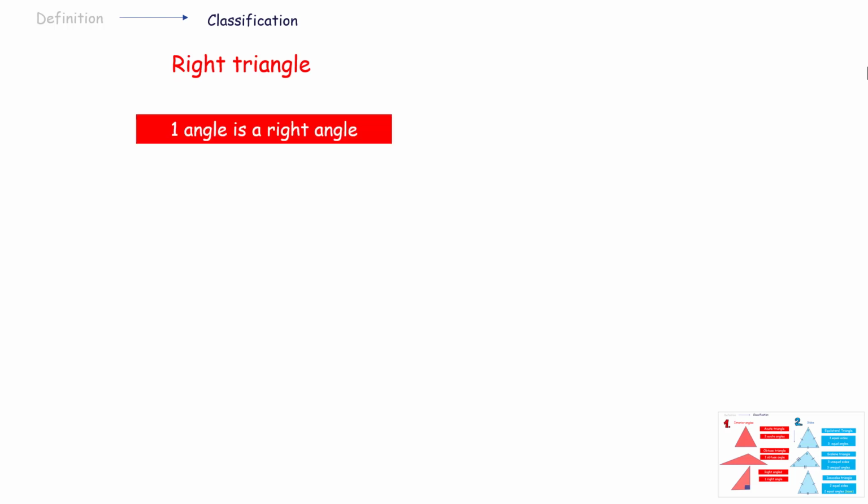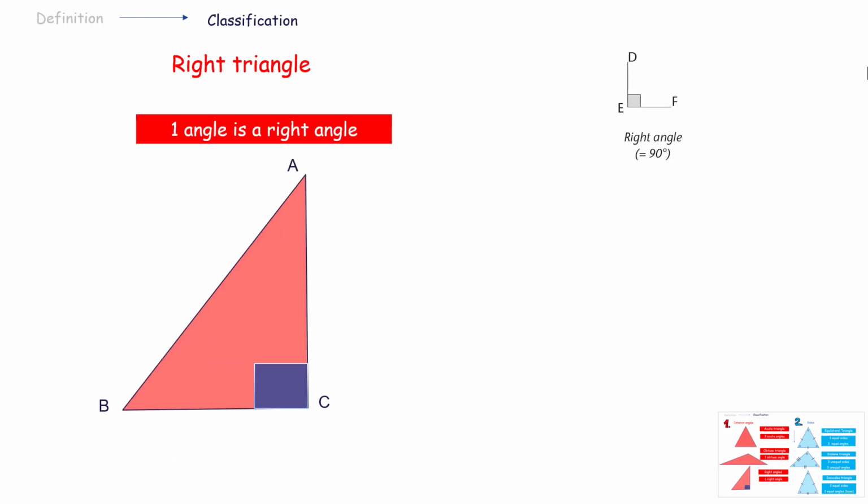A right triangle. One angle is a right angle. Do you still remember what a right angle is? It's an angle that is 90 degrees, and we show it by using a little square. So angle A is less than 90 degrees and angle B must be less than 90 degrees. Angle C is exactly 90 degrees.